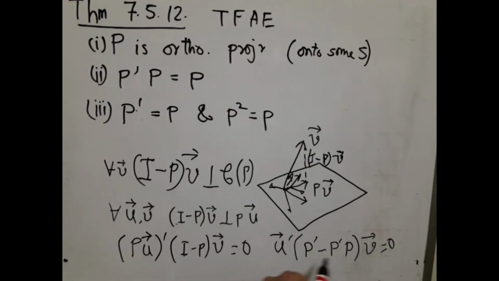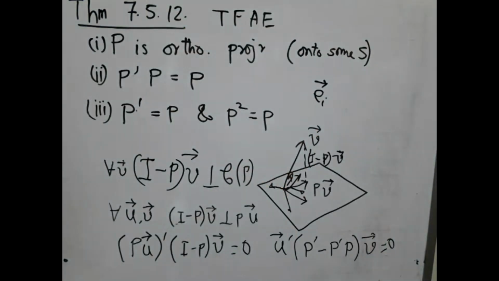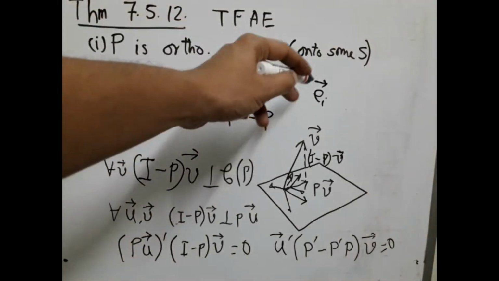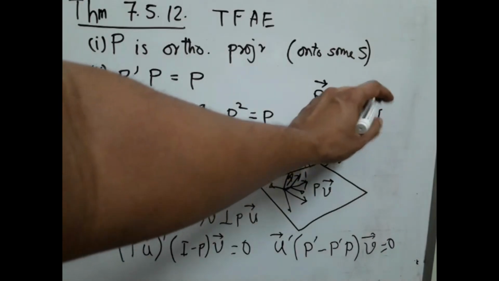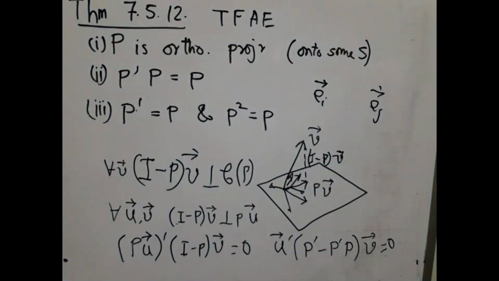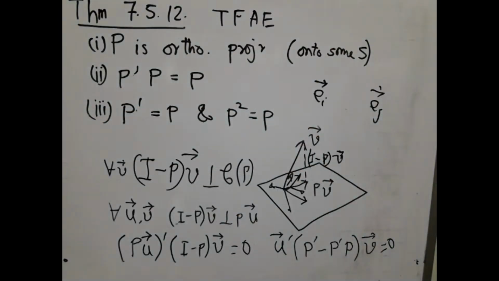Now remember, this must hold for all U and V. So if I take U equal to, say, e_i, those basis vectors 0, 0, 0 with only a one at the position i, and similarly I take V equal to e_j, it is quite easy to see that this quantity will become just the ijth entry of this matrix. Now allowing U to vary over all e_i's and V to vary over all e_j's, I can see that all its entries must be 0, which means that P' minus P transpose P must be the 0 matrix.